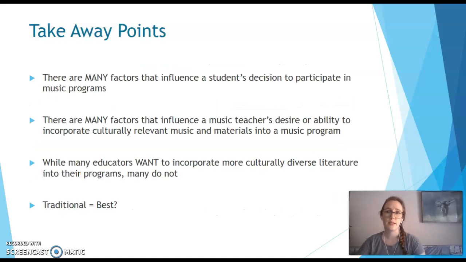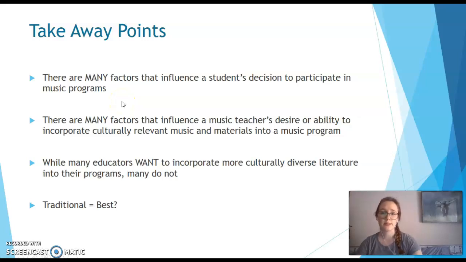So here are some takeaway points that I think are important from the articles. There are many factors that influence a student's decision to participate in music programs. We saw that socioeconomic status and all the factors that go along with that really can impact if and why a student wants to participate in music ensembles, as well as if students feel like the program is relevant to them. Again, cultural relevancy. Is it representative of their culture as well as what they're interested in?